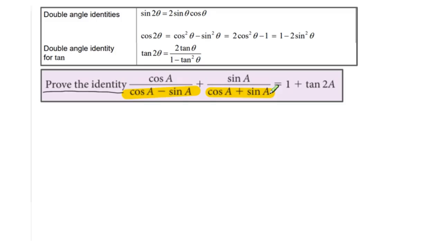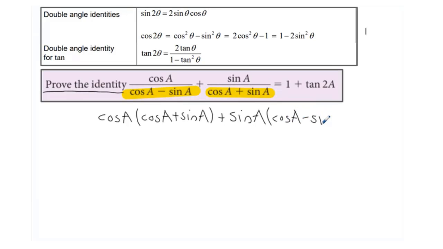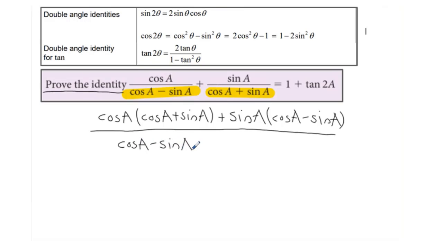So the first step, we are going to add the fractions. So this is going to be cos A plus sine A plus sine A cos A minus sine A, all over cos A minus sine A cos A plus sine A.